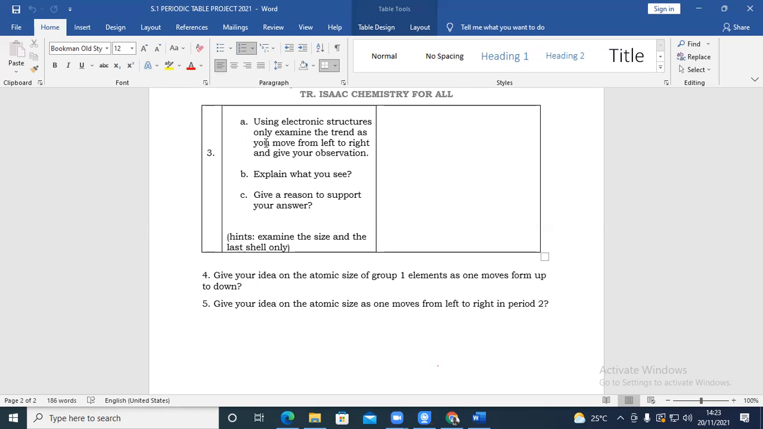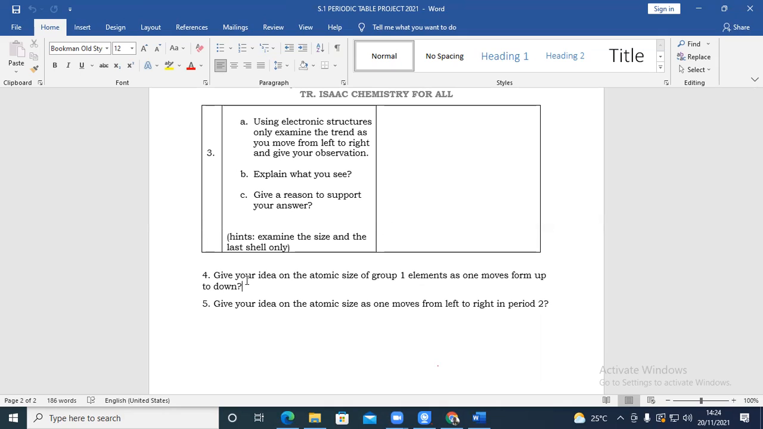But now let's base on atomic size. There are factors we considered when looking at this. It is atomic size, number 1. So number 4 is saying, give your idea on atomic size of group 1 elements as one moves from up to down. The atomic size increases, isn't it? Yes. Atomic size increases, that is good.